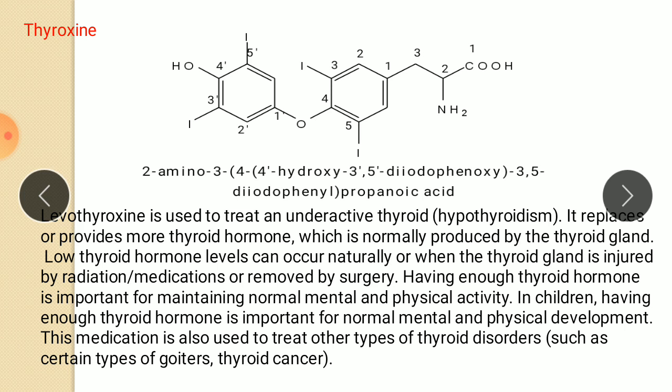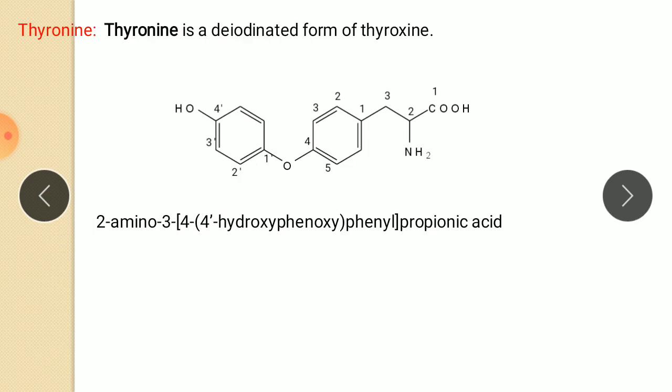This medication is also used to treat other types of thyroid disorders such as certain types of goiter or thyroid cancer. So it is the main use of thyroxine. Next is triiodothyronine. So it is a deiodinated form of thyroxine. So it is the structure of the deiodinated form of thyroxine.